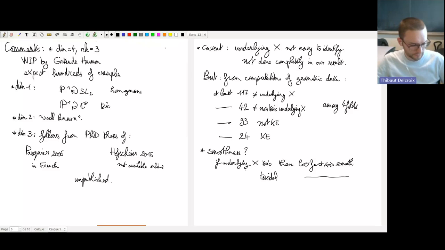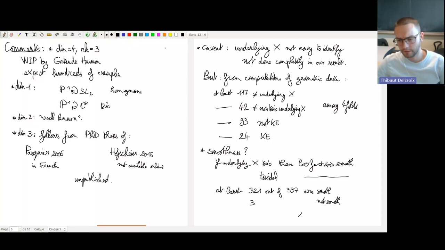at least. So from this plus the explicit description of several examples, we see that at least 321 out of 337 of our varieties are smooth. And so that leaves out 16 elements, and among the 16, at least three are not smooth. So the only missing cases are 13 unknown cases. And this is only among the Fano fourfolds, the dimension four.